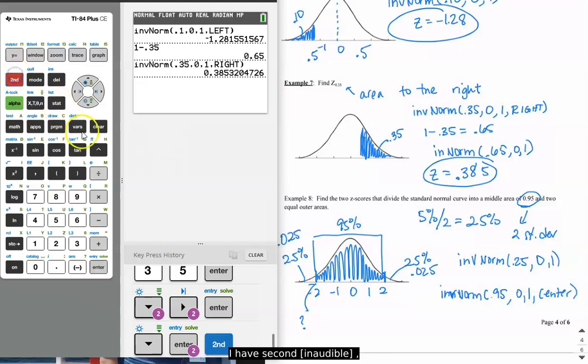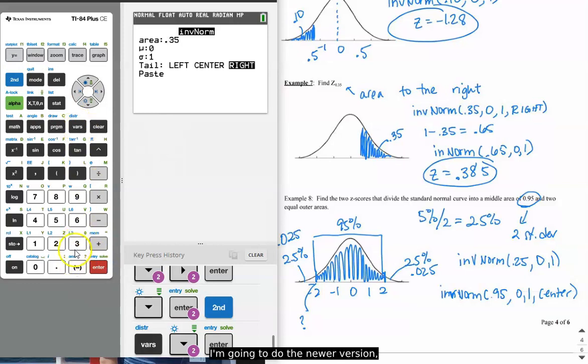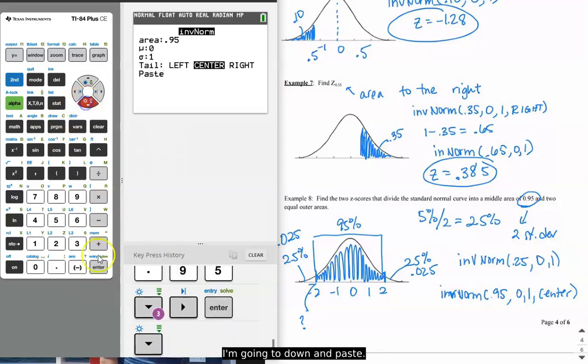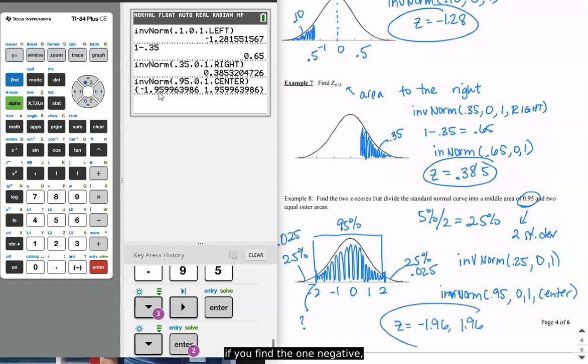Okay, so let's take a look. So I have second distribution, go down to inverse norm. Since I have the newer version, 0.95, use 0, 1, and now we're in the center. And we'll go down and paste. So my calculator gives me the two values. If you have the older one, it's going to give you this lower one here, -1.96. So if you recall, since the curve is symmetric, if you find the one negative, it should automatically be the opposite value. So if you find the lower one is -1.96, you can also say the upper one is +1.96.